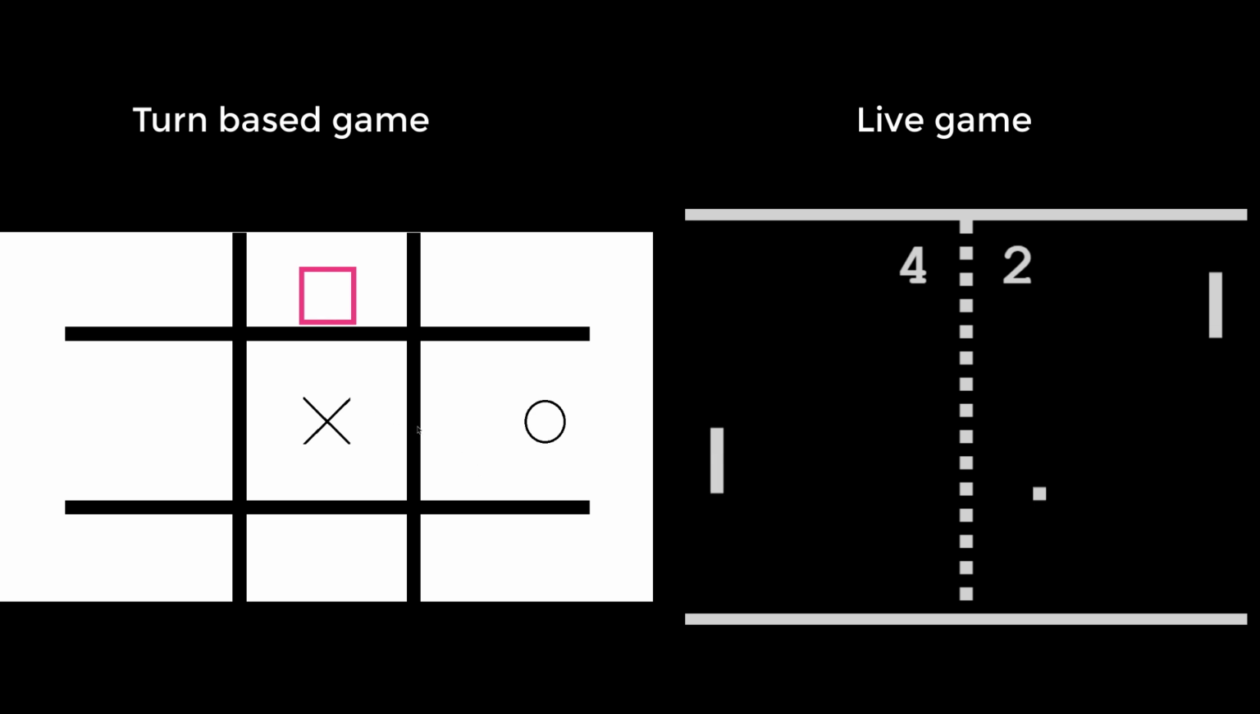Unlike turn-based games, live action games don't have discrete turns. Players could interact with the game independently of other players. The gameplay is more fluid and dynamic, with actions happening in real time rather than taking turns.